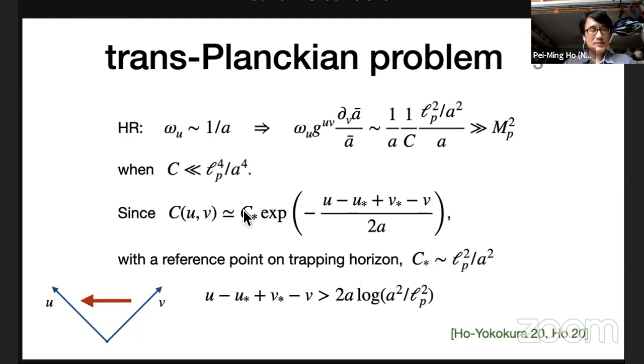So if you go deep enough into the near horizon region, you can satisfy this condition, and then you have an invariant quantity that says that your effective field theory is in trouble. Is there any question?